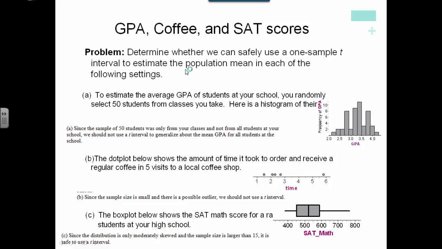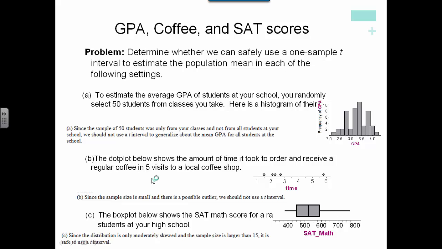Determine whether we can safely use a one-sample t-interval to estimate the population mean in each of the following settings. A. To estimate the average GPA of students at your school, you randomly select 50 students from your class. Here is a histogram of the results. Since the sample of 50 students was only from your class and not all students at your school, we should not use a t-interval to generalize about the mean GPA for all students at the school.